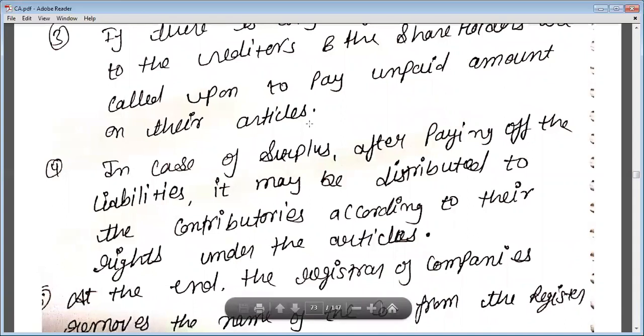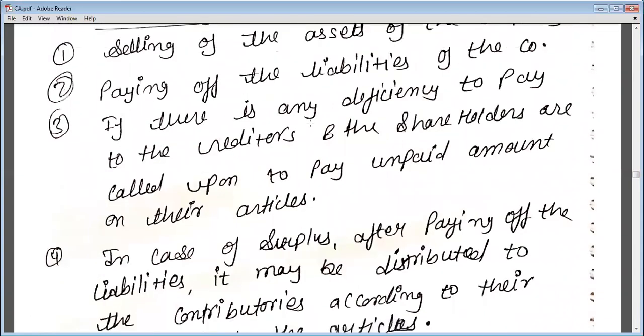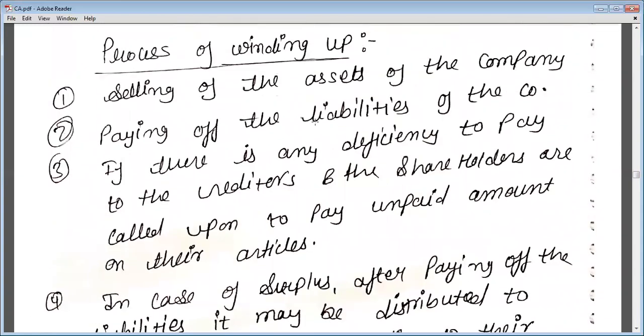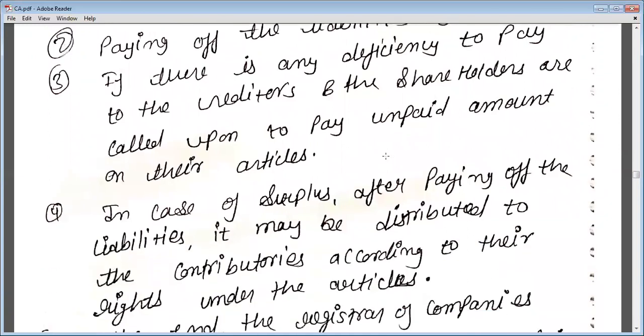So if you have a deficit amount, a deficiency of amount by selling of assets, then you can call the unpaid amount from shareholders. Okay, जो आपका जो भी shareholders unpaid amount है वो आप बोलोगे shareholders आप लेकर आओ जो आपका unpaid amount है, क्योंकि हमारे पास deficiency है, हमारे पास amount कम है liabilities को pay करने के लिए.